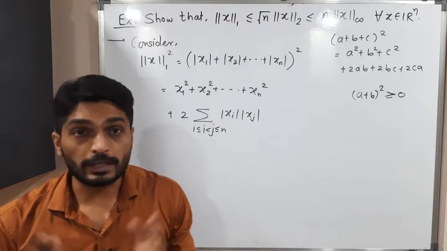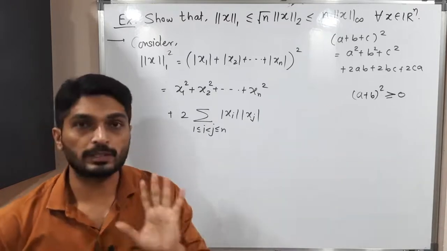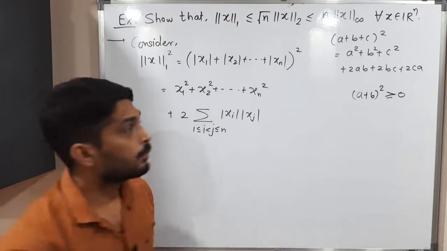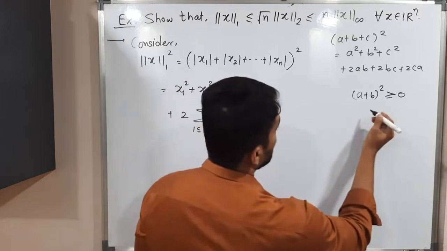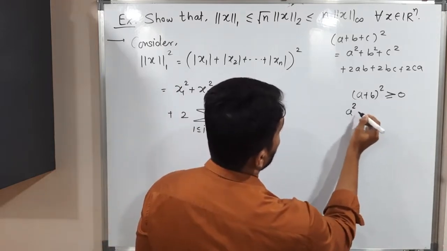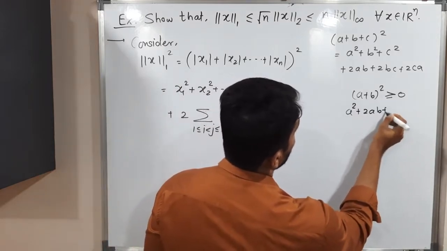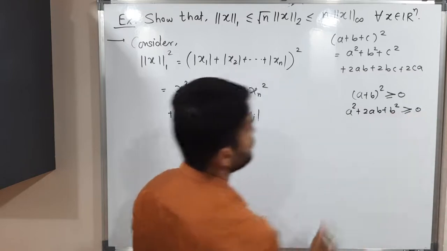So you know that a square cannot be negative, so (a plus b) whole square is greater than or equal to 0, right? What will I do? Yes, I will expand the bracket. a square plus 2ab plus b square is greater than or equal to 0, right?